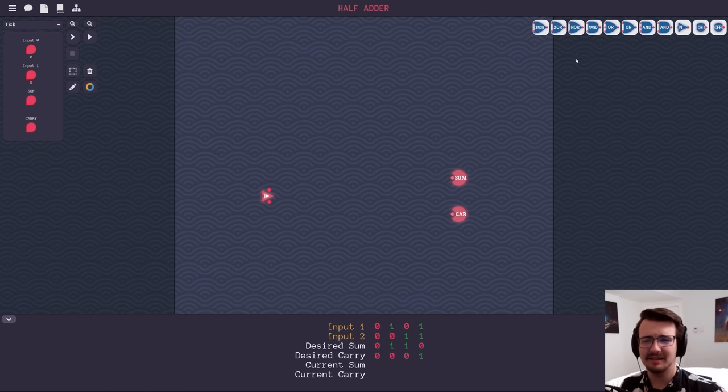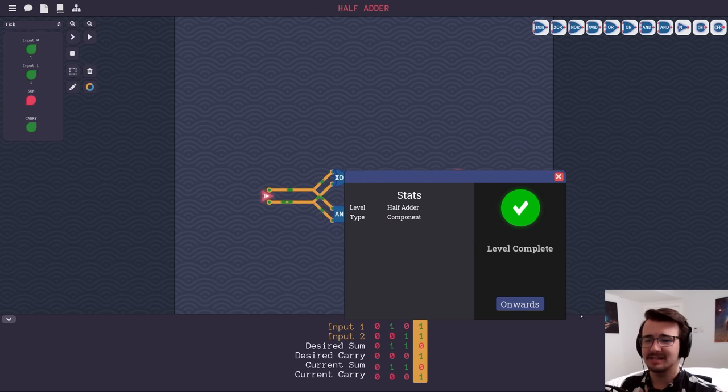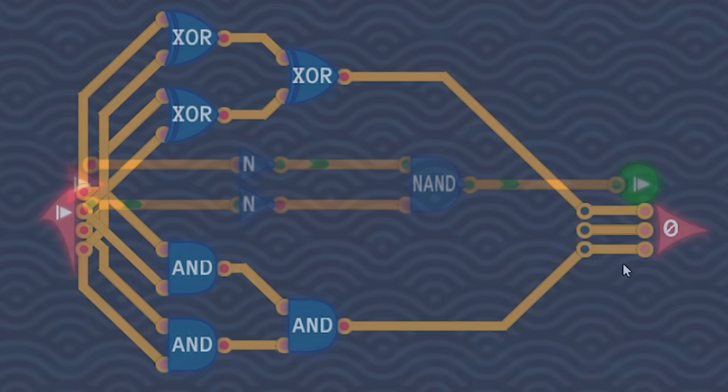Or you could break it down and see the desired sum matches up with the XOR's outputs, is actually exactly the same. And you can see the desired carry's outputs line up directly with the AND's outputs. But if I link those up and let it run, you get the desired outcome. So we started with simple on-off switches and then learned how to add.